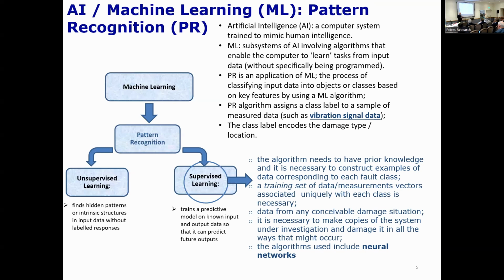So the challenge is that needs to be done for any conceivable damage which could possibly occur in the system. And that might be tens or 20s or hundreds. In most cases, we just limit ourselves to some fundamental damage. Okay, then we use algorithms. The algorithms which are implemented to do that, there are many. However, the most popular is neural networks, artificial neural networks.